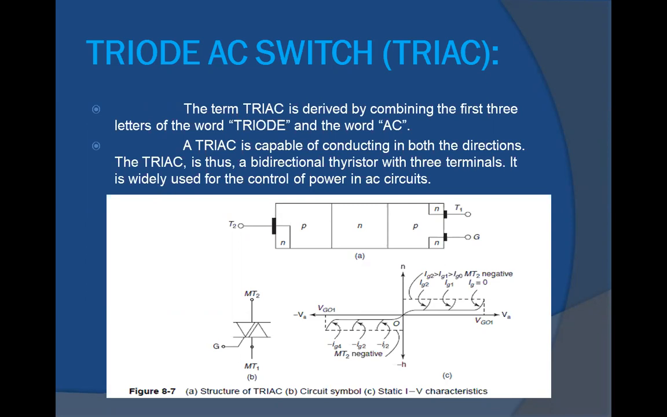So here, a bidirectional thyristor with three terminals. It is widely used for control of power in AC circuits. Here they represented the structure of TRIAC, circuit symbol, and IV characteristics of TRIAC.